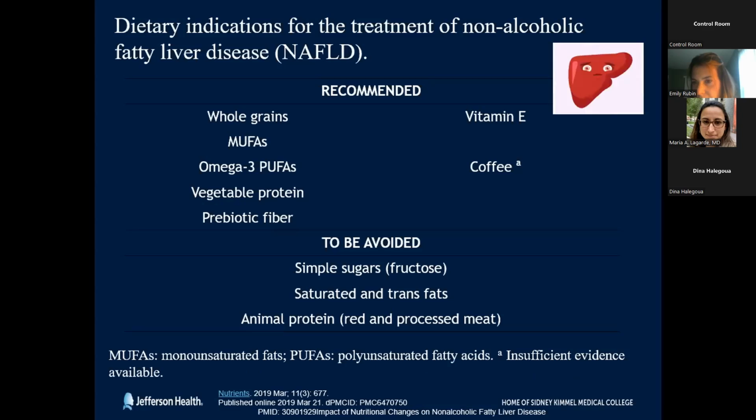So some of the dietary indications for non-alcoholic fatty liver disease, what we recommend, and we'll go over this specifically, is whole grains and different kinds of fats, such as the omega-3 fatty acids found in fish, monounsaturated fats, vegetable protein, different kinds of fiber, vitamin E, and coffee. Things that we want to avoid are simple sugars, which is fructose, so that could even include fruit juice, saturated fats and trans fats, and animal protein, which is the red and processed meat. And this was a study that was done in 2019.